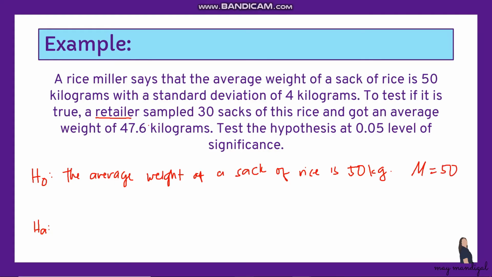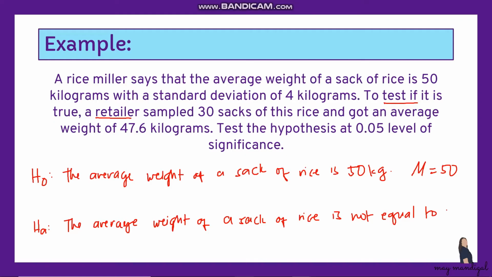Now, this retailer, again, wants to test if it is true. So, meaning, our alternative hypothesis will be the average weight of a sack of rice is not equal to 50 kilograms, or in symbols, mean is not equal to 50. So these are our hypotheses, null hypothesis and alternative hypothesis.